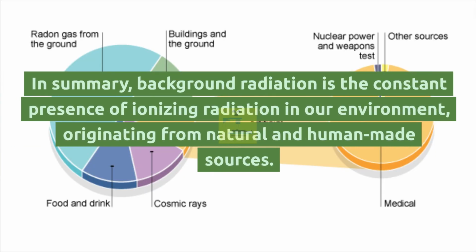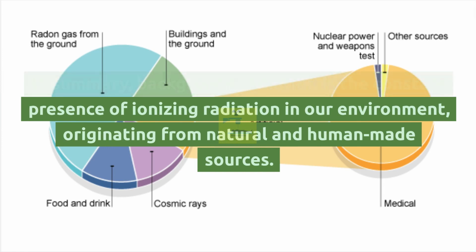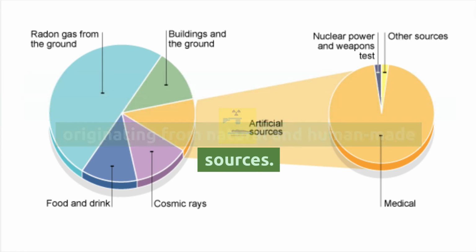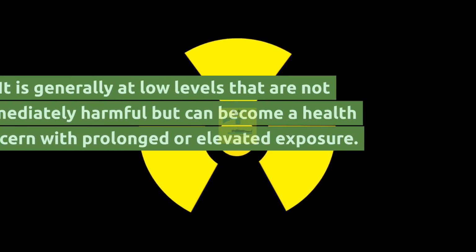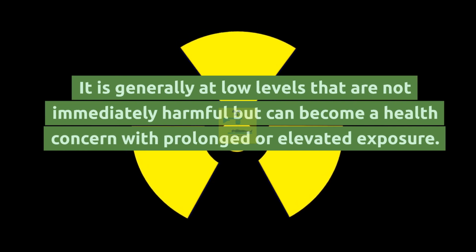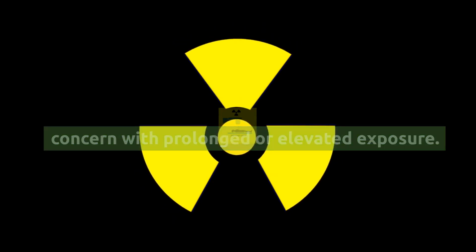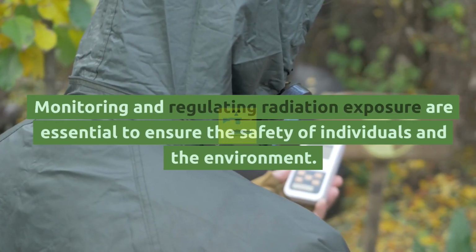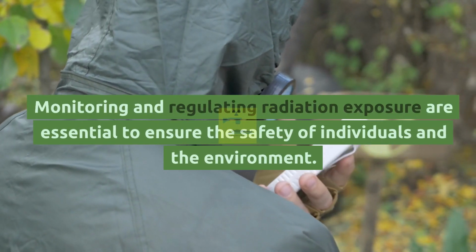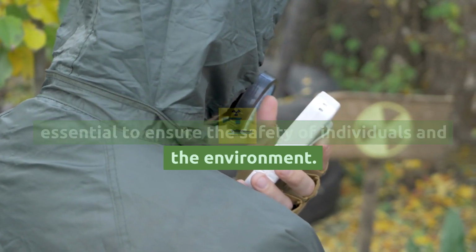In summary, background radiation is the constant presence of ionizing radiation in our environment, originating from natural and human-made sources. It is generally at low levels that are not immediately harmful but can become a health concern with prolonged or elevated exposure. Monitoring and regulating radiation exposure are essential to ensure the safety of individuals and the environment.